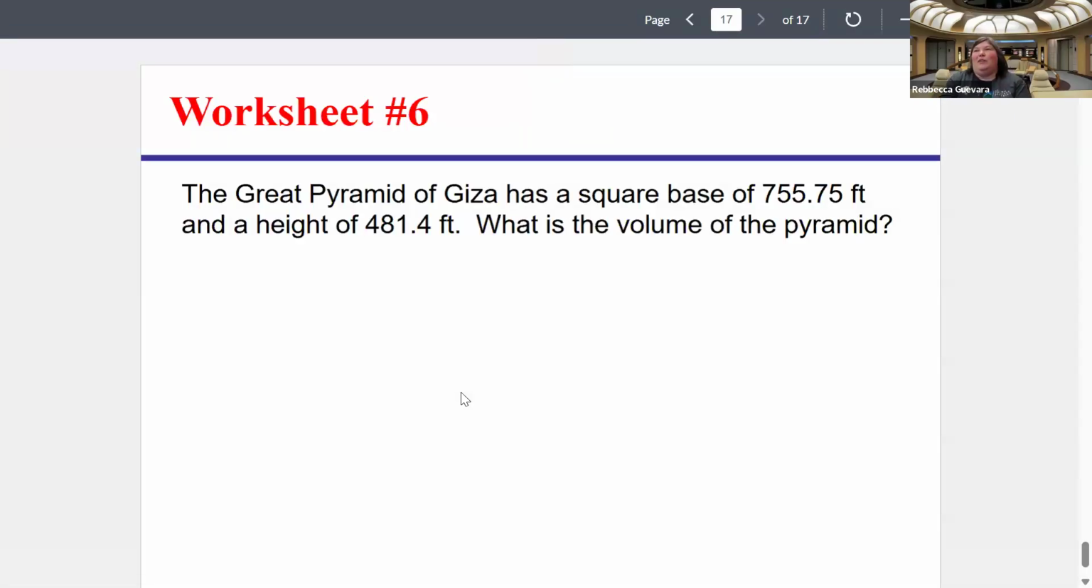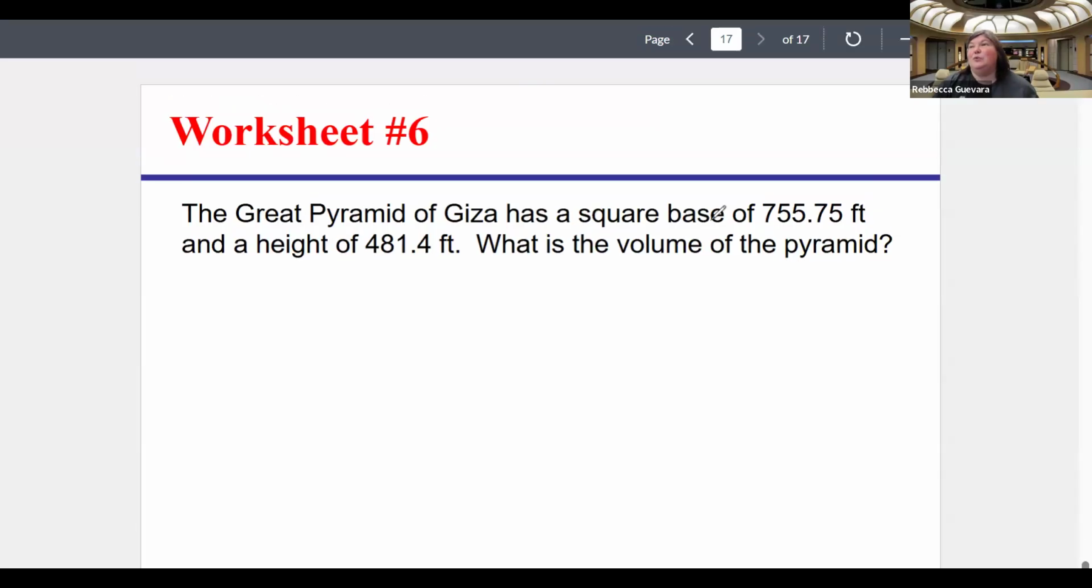Same thing here, just to kind of point one thing out. The Great Pyramid of Giza has a square base of 755.75 feet. So what we mean by the square base is that this is just one side of the square, which I realized was a little confusing the way I wrote it. So just to let that be a little more obvious, that's just one side of your square base. So one side of the square base is 755.75 feet, and the height is 481.4 feet.